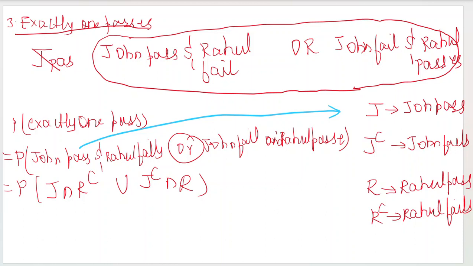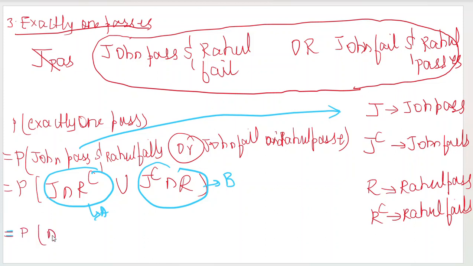Now we change the notation only to simplify our job. We now call this part A, and we call this part B. This is just done to simplify our notation. So we get the probability of A union B. Instead of J intersection R complement, we have A, and instead of J complement intersection R, we have B. The union stays as it is.